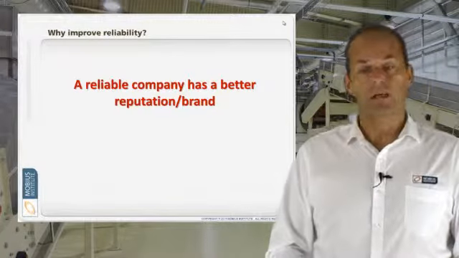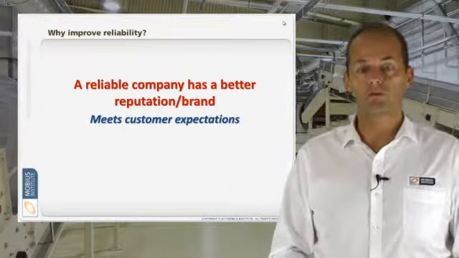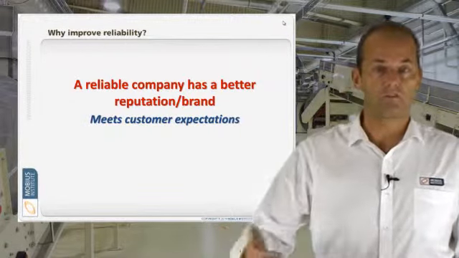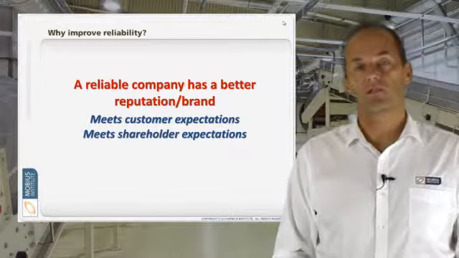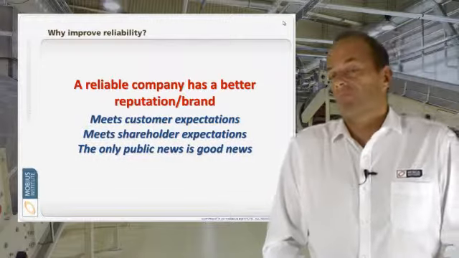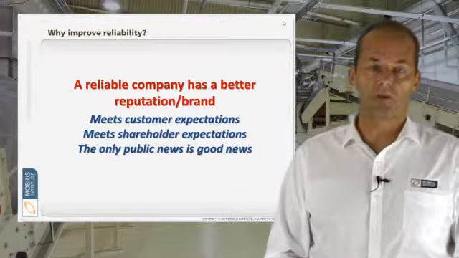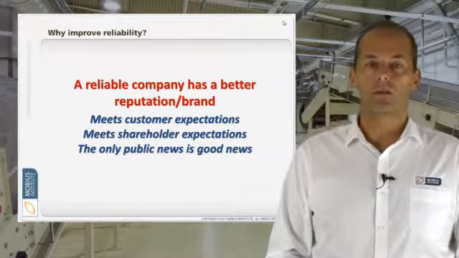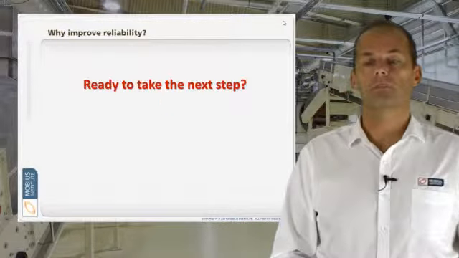And of course the company has a better reputation and a better brand, which is very important for the boardroom and so on. The company meets the customer expectations in being able to deliver product and deliver high quality product. Meets shareholder expectations in terms of revenue generated, costs reduced and so on. And the only public news is good news. So, of course, the company doesn't want to get in the news because there's been a failure. We've certainly heard of some terrible things happening in large companies, which has cost the company huge amounts of money. Well, that's less likely to occur in a more reliable plant.